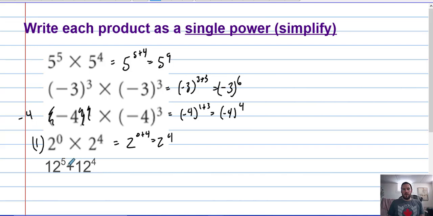And then down here, 12 to the 5 plus 12 to the 4, you might think is 12 to the 9, but I tricked you because it's not, because this is an addition. My rule only works if we're talking about product or multiplication. So this is wrong. And in fact, with this question, there's nothing else we could do with it other than simply solving, finding 12 to the 5 and adding it to 12 to the 4.